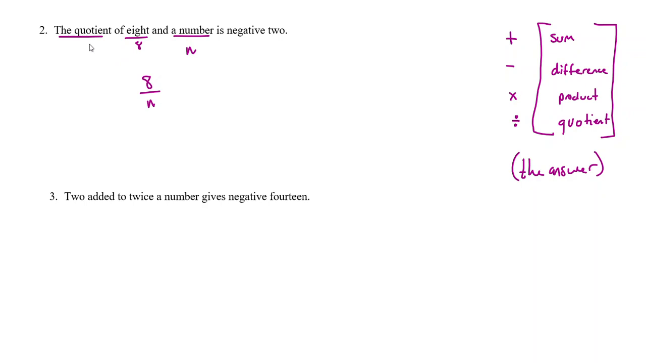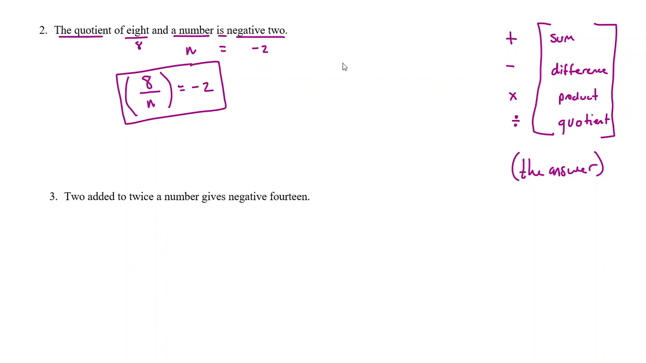In general, we just put them in order. So the first number divided by the second number. 8 divided by n, and then we'll put that in parentheses. Doesn't matter in this equation, but it will in future equations. Is equals -2. So there's my equation. 8 over n equals -2.